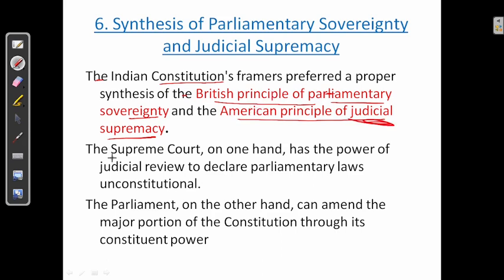Next we will see the Supreme Court, on the other hand, has a power of judicial review to declare the parliamentary laws unconstitutional. See, if Parliament comes with laws which are unconstitutional, then the Supreme Court has a power to void those laws. It has that power, judicial review. So it can declare the parliamentary laws unconstitutional. Next, the Parliament on the other hand can amend the major portion of the Constitution through its constituent power.